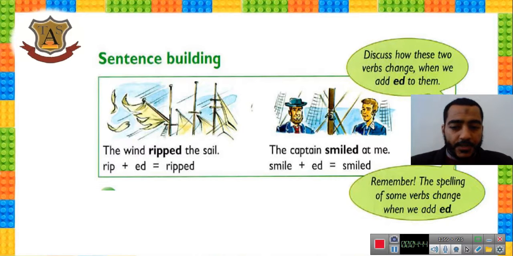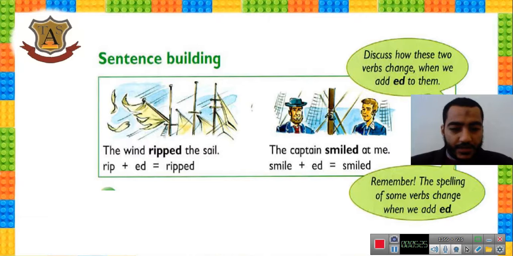The wind ripped the sail. Ripped here is a verb. Did you notice the pronunciation of the ending? We didn't say ripped with a d sound, it's ripped with a t sound. I will tell you when you should pronounce it as a t sound, not a d sound. Again, the wind ripped the sail. Rip plus ed becomes ripped.